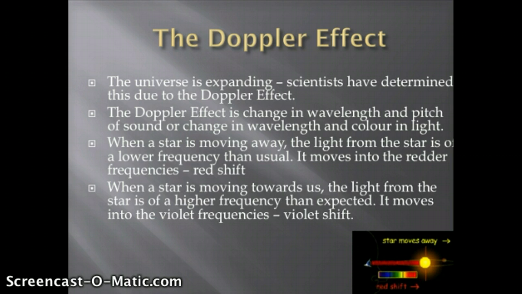So, when a star is moving towards us, the light from the star is a higher frequency than expected. It moves into the violet frequencies, often known as a blueshift. When a star is moving away, the light from the star is at a lower frequency than usual. It moves into the redder frequencies, called a redshift.